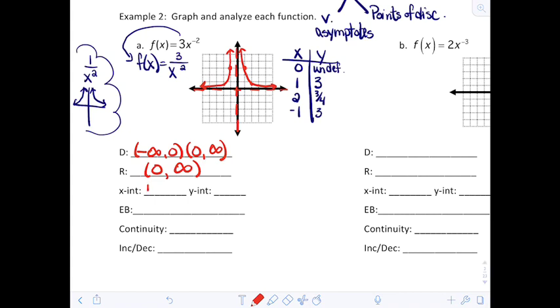X-intercept and y-intercept, it doesn't have either of those. Those are both undefined, won't exist. And let's look at end behavior. As x goes to infinity, f of x is going to 0. And also, as x goes to -infinity, f of x is approaching that horizontal asymptote again, which is 0. Is it continuous? No. This has infinite discontinuity.